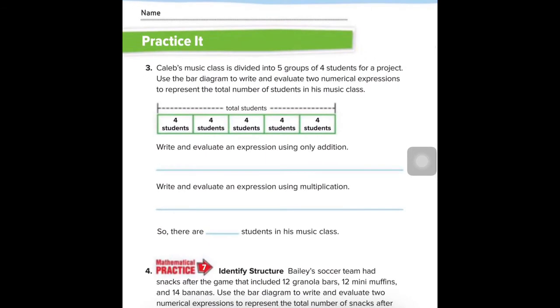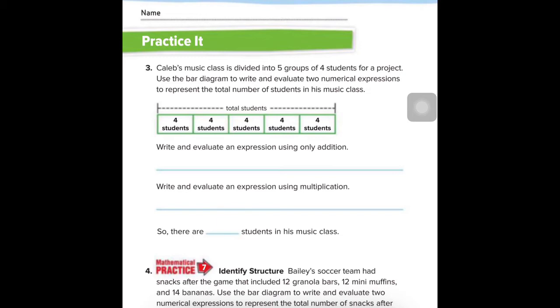Caleb's music class is divided into 5 groups of 4 students. Here we have 1, 2, 3, 4, 5. 5 groups of 4. Use the bar diagram to write and evaluate 2 numerical expressions to represent the total number of students in his class. Write and evaluate an expression using only addition.